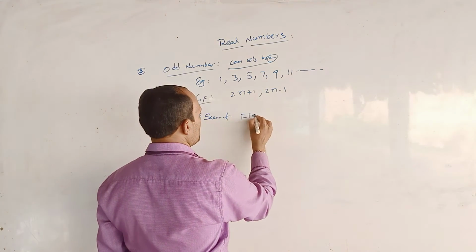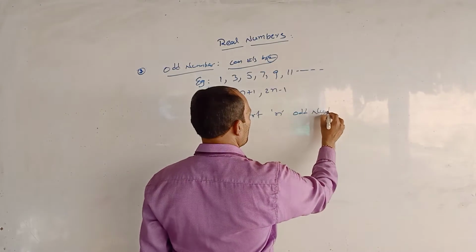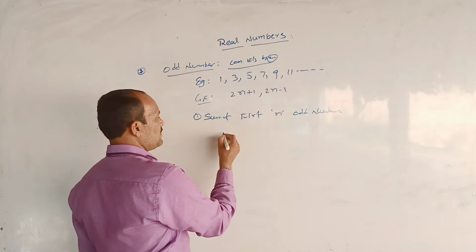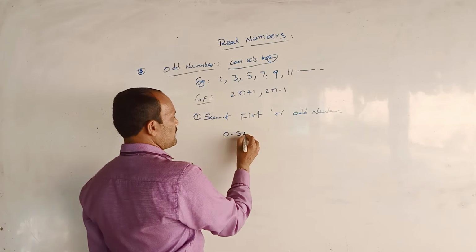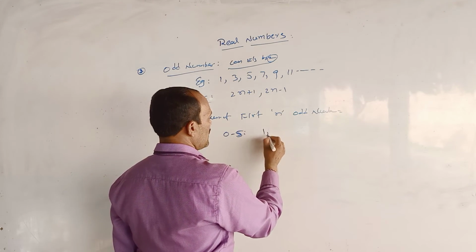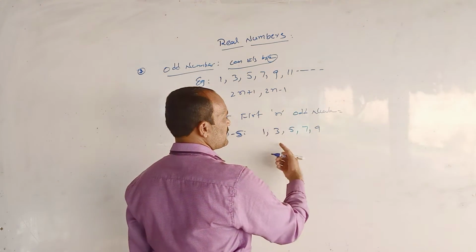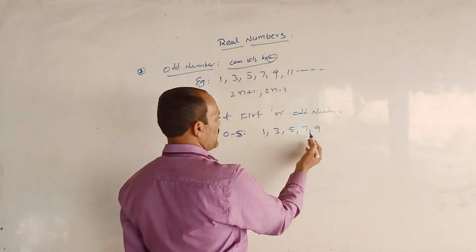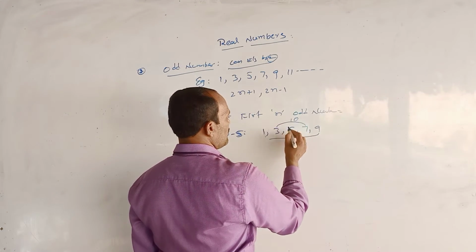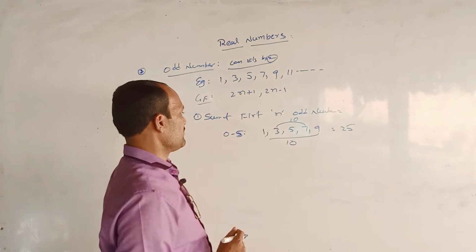Sum of first n odd numbers. Formula tarvata, first we can take an example. First 5 odd numbers తీసుకోండి. What are the first 5? 1, 3, 5, 7, 9. How much is this? Adding this: 1 plus 9, 10; 3 plus 7, 10; 5. Totally 25.